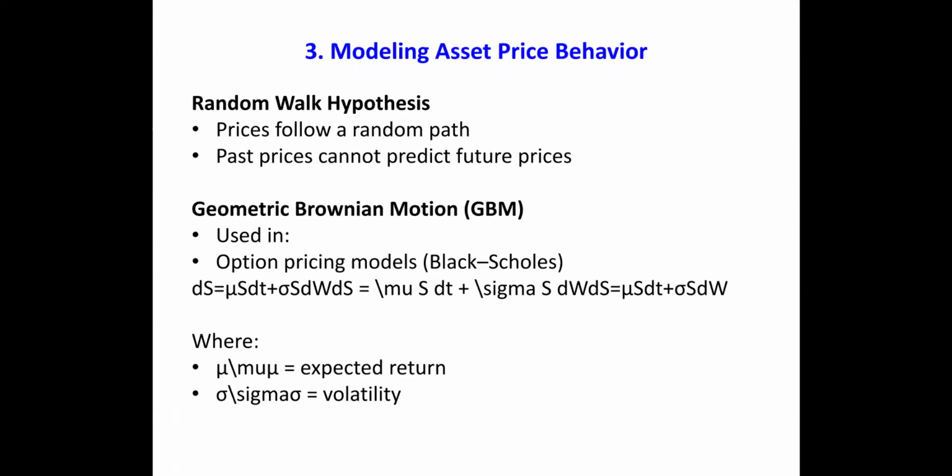Modeling asset price behavior. Random walk hypothesis: prices follow a random path, and past prices cannot predict future prices. Geometric Brownian motion, GBM, is used in option pricing models. Black-Scholes. What is Black-Scholes?